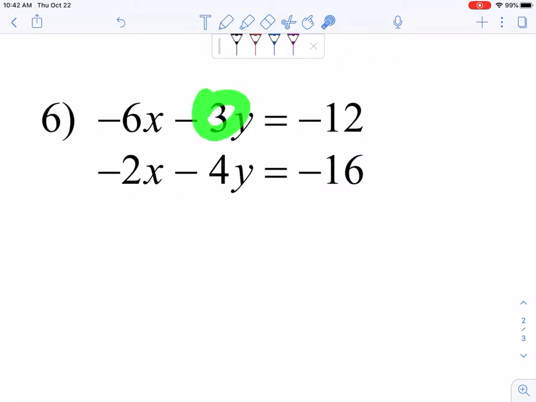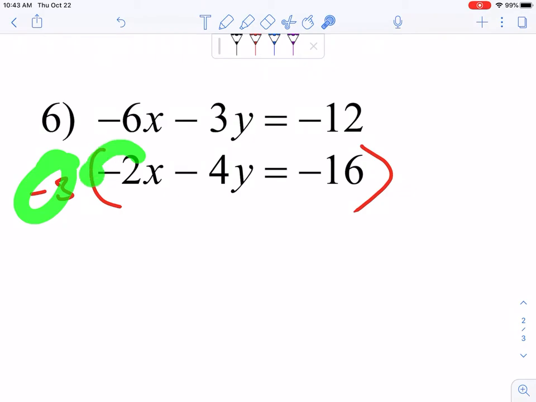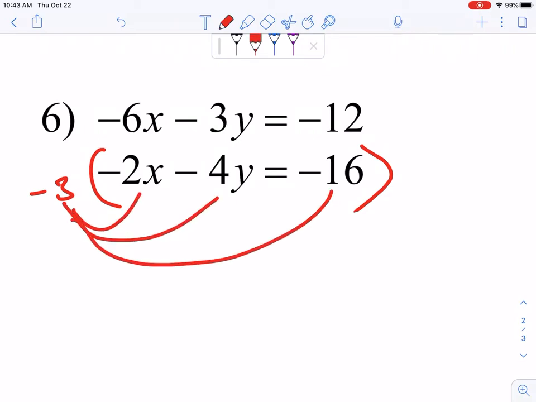Could I turn a 3 into a 4? No, I couldn't. So I can't get rid of the y's by just scaling one equation, but I can get rid of my x's. If I scale this equation by a 3, and it would have to be a negative 3 in order to give me a positive 6 here. Negative 3 times negative 2 would give me a positive 6, which would cancel out with my negative 6. So that's what we're trying to create. So we're going to scale this equation.